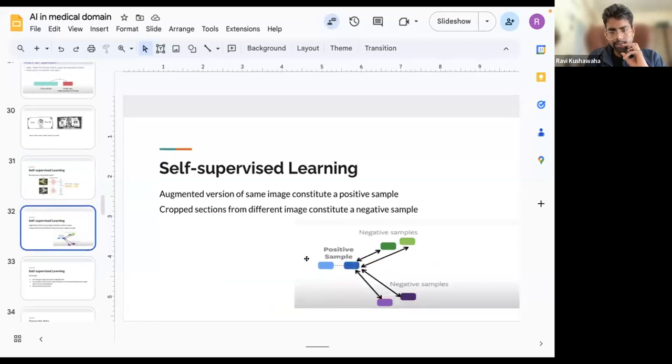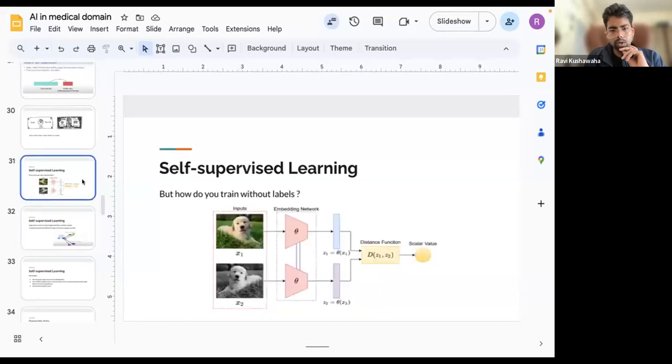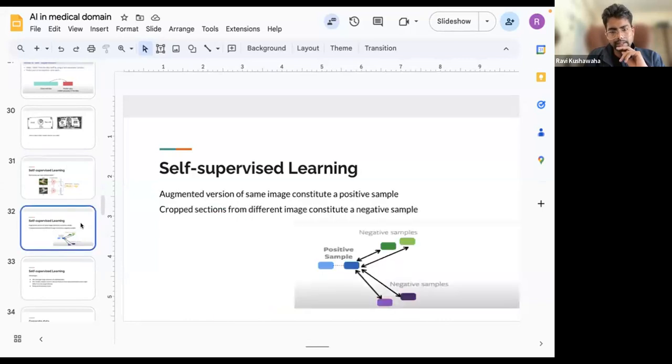So here you can see this is a feature embedding space where the blue are the positive samples. They are closely placed, whereas the green and violet ones are relatively far. So we want all the dog images to be closely placed, and let's say there is a cat image that should be very far from the dog. So cropped sections from different images constitute a negative sample. Cropped images from a dog and a cat should behave differently and be well separated in the feature space.